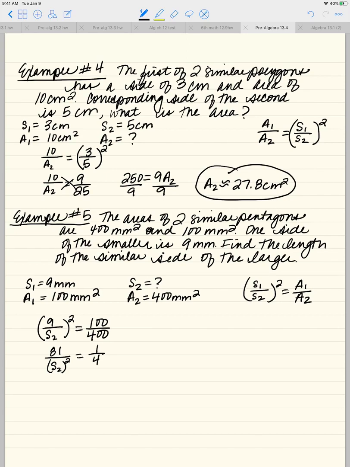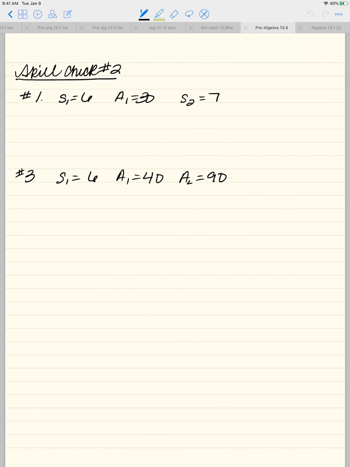So then we have 4 times 81. 4 times 81 is 324, is equal to 1 times side 2 squared times 1, so that's just side 2 squared. How do I get side 2 by itself? I need to take the square root of both sides. Side 2 is equal to the square root of 324, 18 millimeters. And all done.